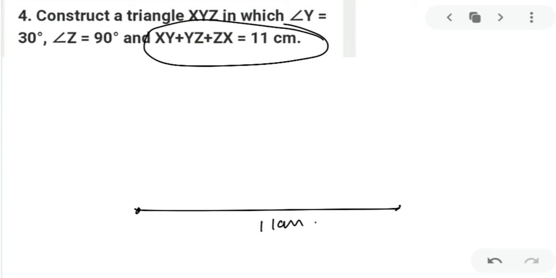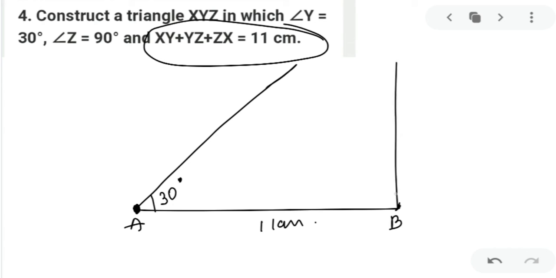Clear? Now once you have your base, you have to draw 30 degree from this point. You can name this as AB. From this point you have to make 30 degree. And from this point you have to make 90 degree as per given in the problem. Now bisect this angle. If you want to name it, you can name it as L here. You can name it as M here. Now you have to bisect LAB.